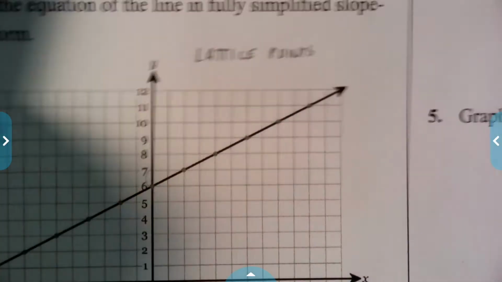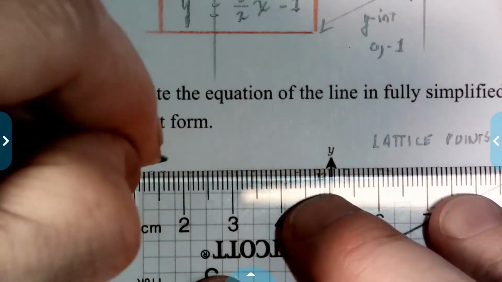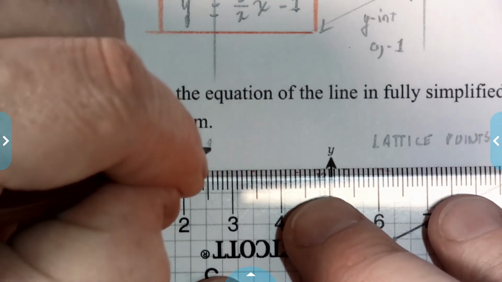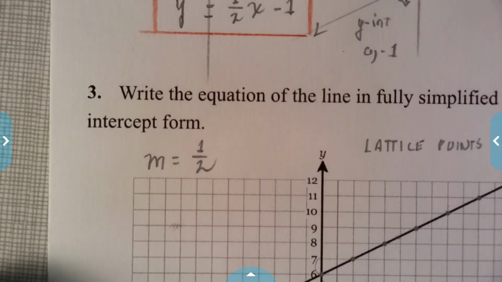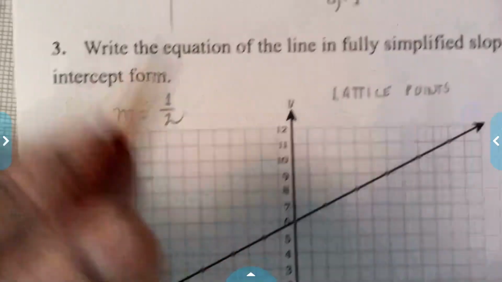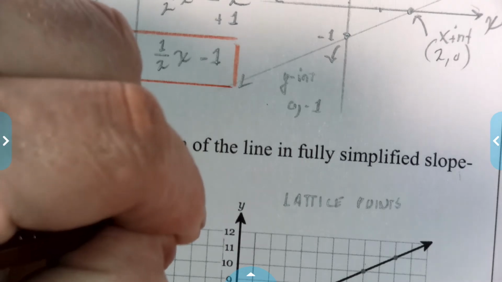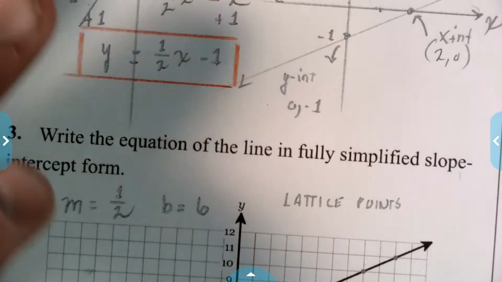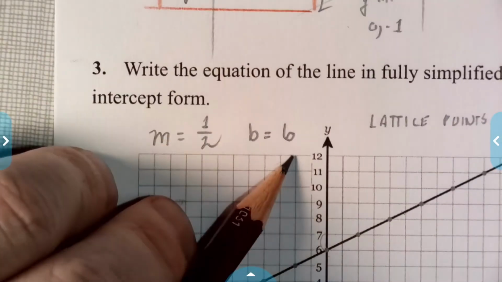So the slope, m, you can already answer. m is 1 over 2. And what's the y-intercept? 0, 6. Okay. So b, which is the y-intercept, is 6. Now with just that information, we can write an equation in slope-intercept form. I just need the slope and the y-intercept.